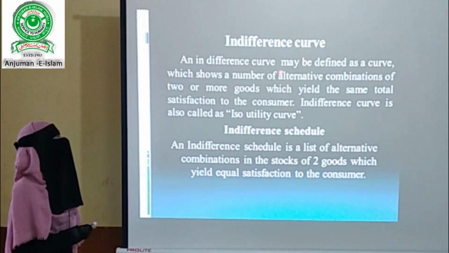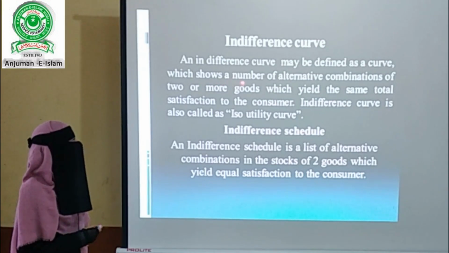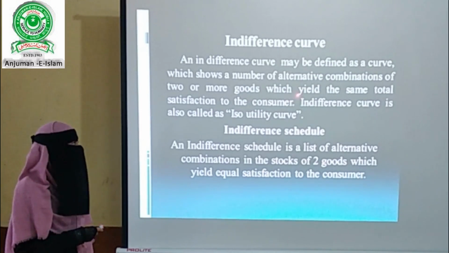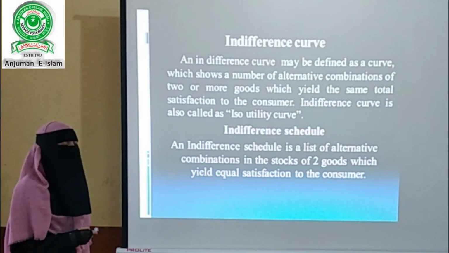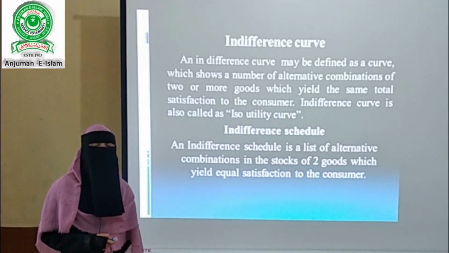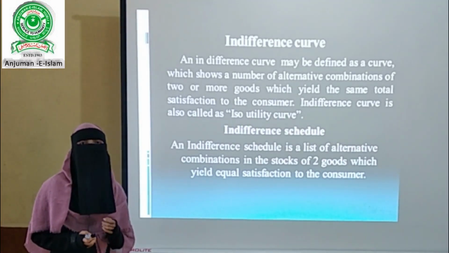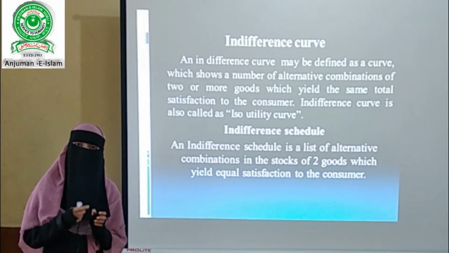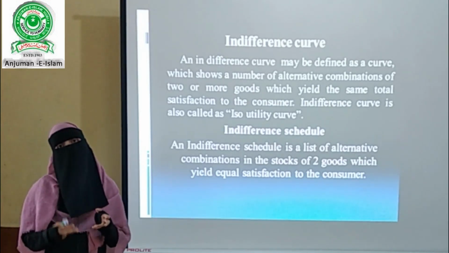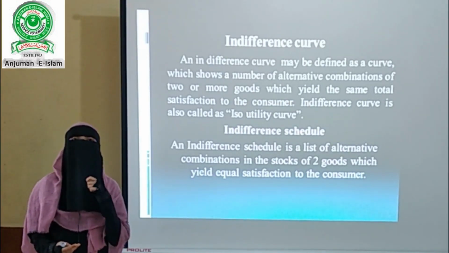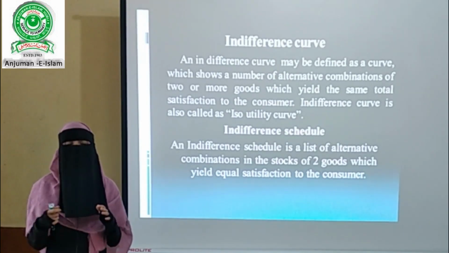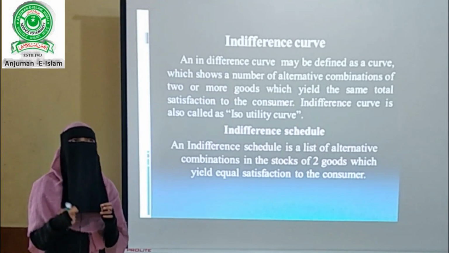An indifference curve may be defined as a curve which shows a number of alternative combinations of two or more goods which yield the same total satisfaction to the consumer, and this indifference curve is also called an iso-utility curve. Dear students, in simple terms we can say that an indifference curve represents different combinations of two or more commodities which give you the same level of satisfaction at various points on that particular curve. You have to remember that.